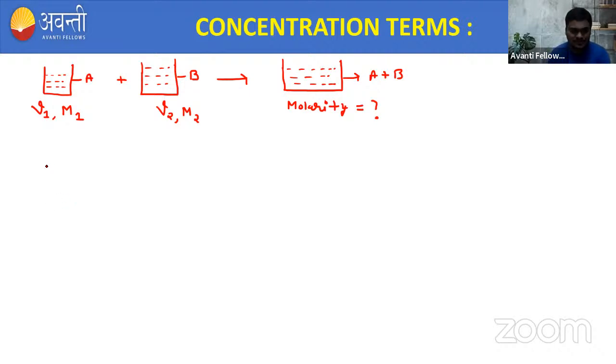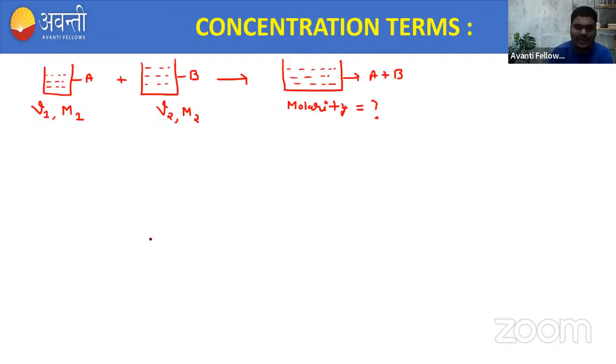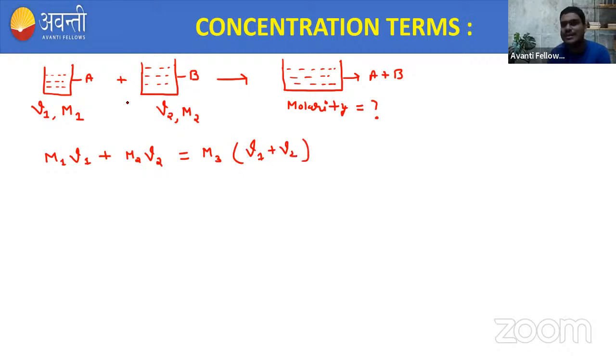So let's find out. We can write M1 V1 plus M2 V2 is equal to M3, and here volume is equal to V1 plus V2. वॉल्यूम ऐड ही तो हुआ, अगर यहाँ 2 लीटर यहाँ 3 लीटर था तो टोटल 5 लीटर हो गया, राइट? So this is 2 + 3 = 5 liters, so volume will be added. So this is the final molarity, right?